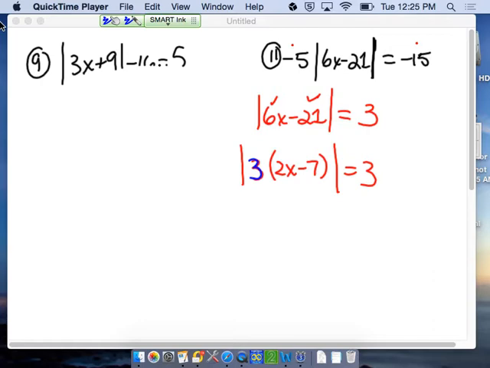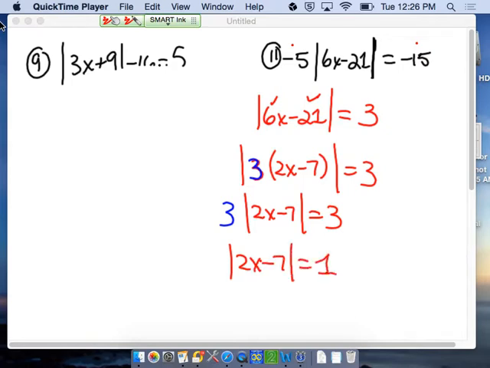So what I can do with the factor, the GCF that I have removed from the expression, is put it outside the absolute value bar. And then on the way to isolating, I can divide both sides by the 3. And I now have this: 2x minus 7, setting that equal to positive 1.